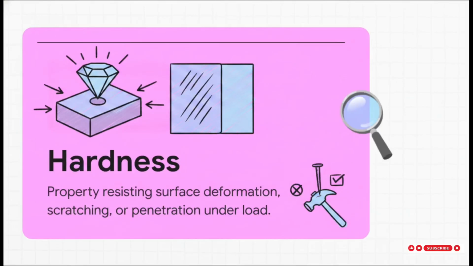Alongside those breaking points, we also have to evaluate hardness. This is a totally crucial mechanical property that specifically measures a material's resistance to surface deformation, scratching, or penetration under a load. It's very often evaluated right alongside the breaking points to determine just how durable a material's exterior is against everyday wear and tear.